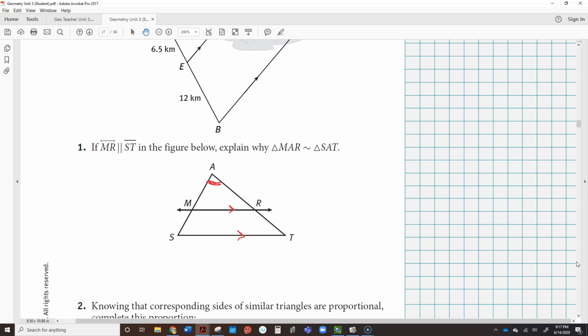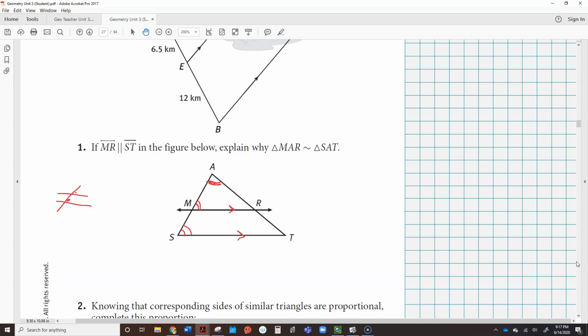Then because these two are parallel lines, this thing right here is a transversal. So since that's a transversal, this angle right here, angle M, is going to be congruent to angle S because they're corresponding angles. It might be hard to see because we don't have the rest of that line, so I'm just going to draw it real quick. There's MR, there's ST. Here's that transversal. Now maybe you can see the corresponding angles better.